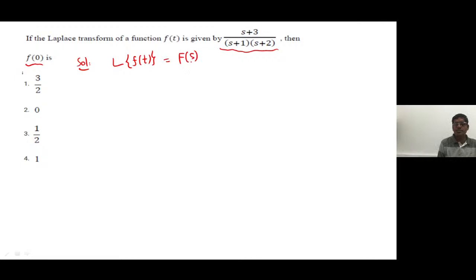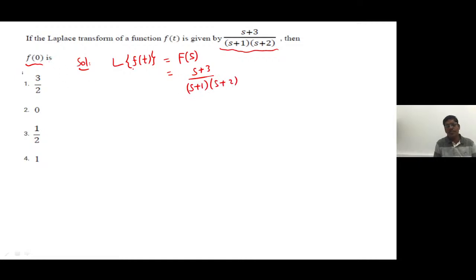That is, s terms is the frequency domain, t terms is the time domain. This terminology is electrical, ECE, signals and systems, but mechanical and other streams are not acquainted directly. The mathematical approach you can easily understand. So this F of s is already given, (s plus 3) divided by (s plus 1) into (s plus 2). What is f of 0?